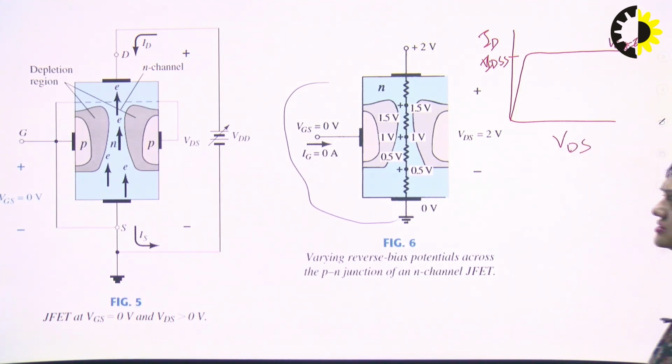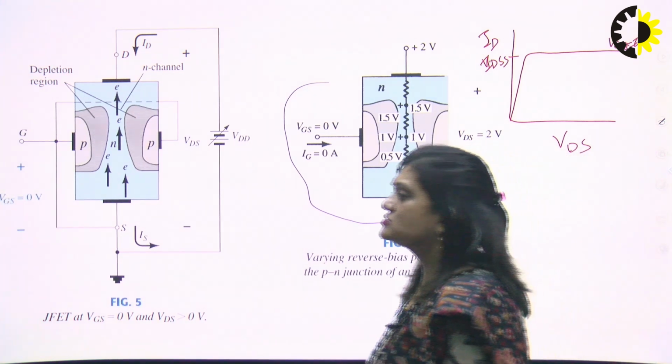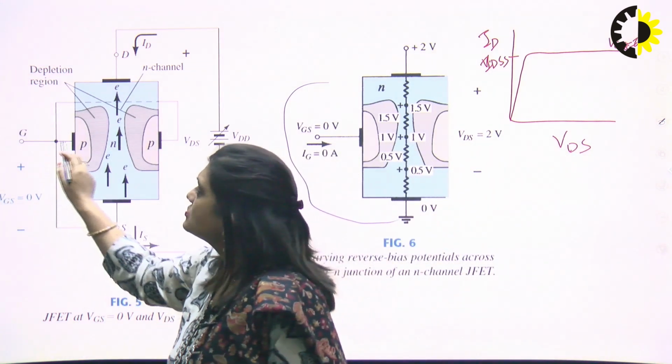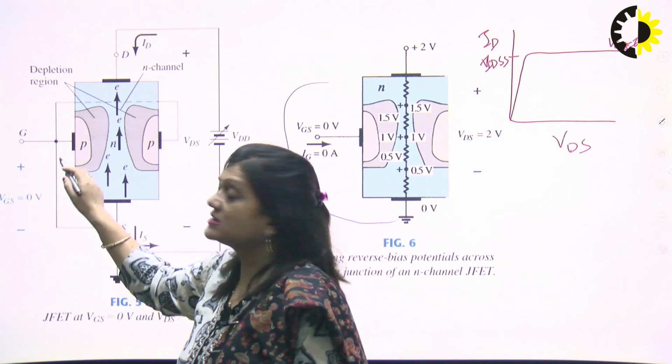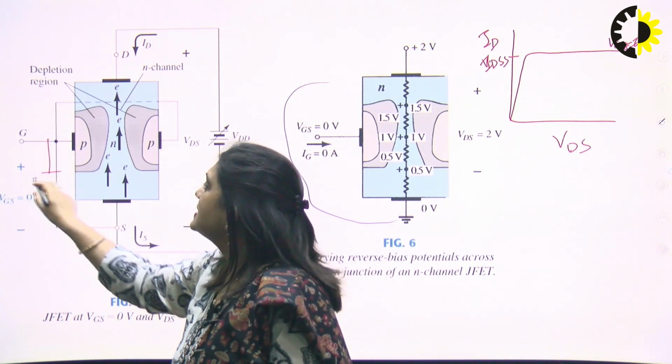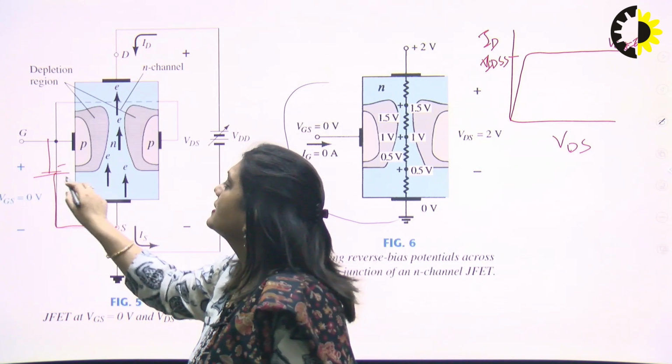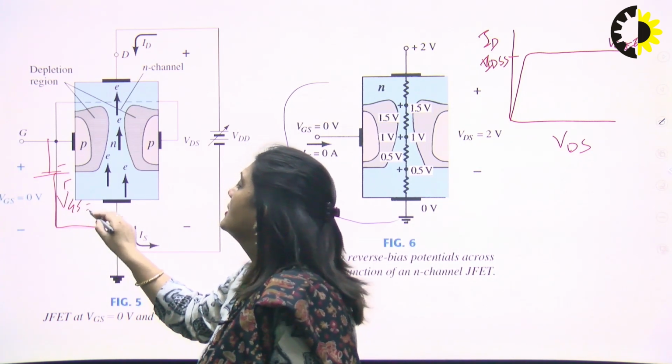Now we can change the supply across the gate and source. We can connect it in reverse bias. So for reverse bias, this P will be connected with the negative supply, and this will be connected with the positive supply. Like this, VGS is -1 volt.